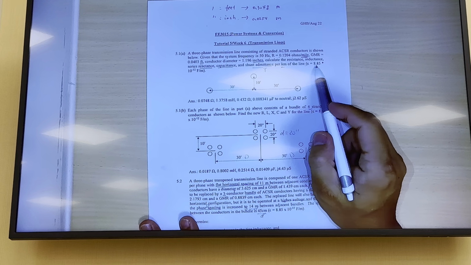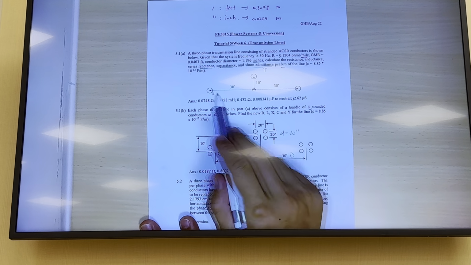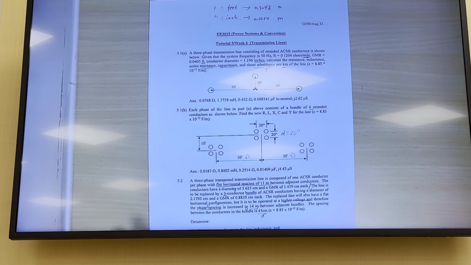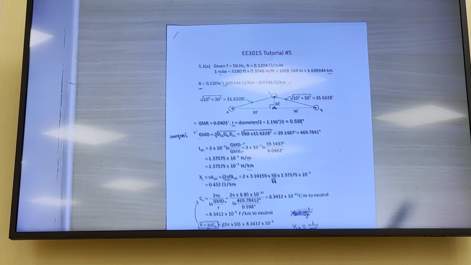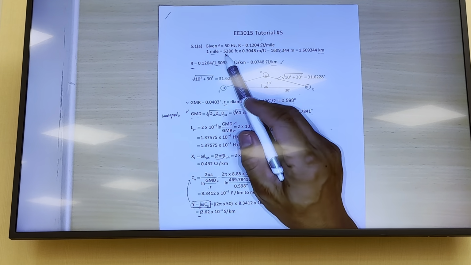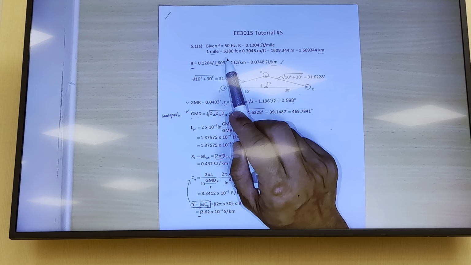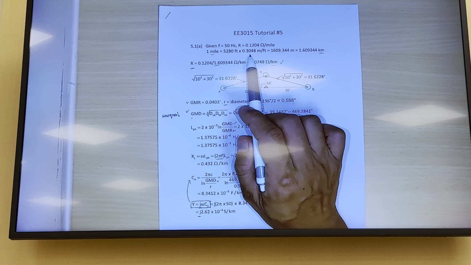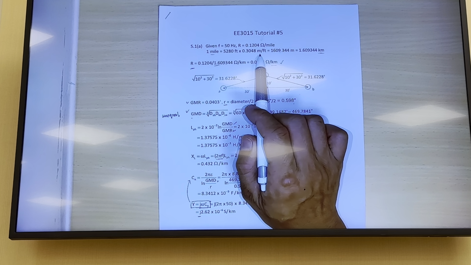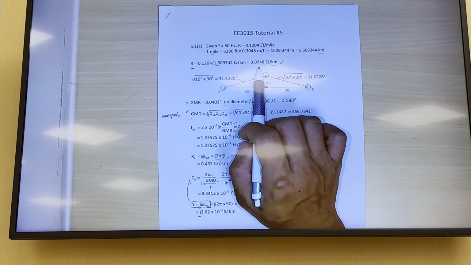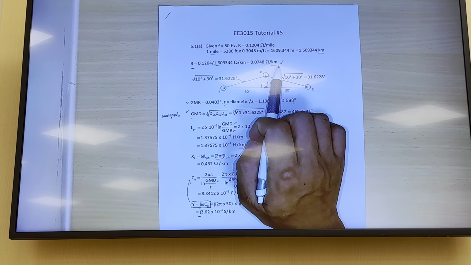Now the permeability value is also given to you. Now clearly for this transmission line, they are unequal spacing, right? They are unequal spacing. So we have to recalculate the GMD, so-called geometric mean distance. So this is the given value, all right? So this one, resistance is, we have already converted everything into kilometers. Right? 1 mile equals to this kilometer. So the resistance will be this ohm per kilometer.